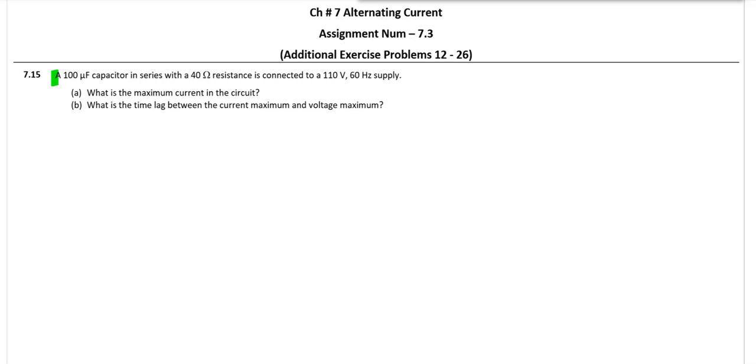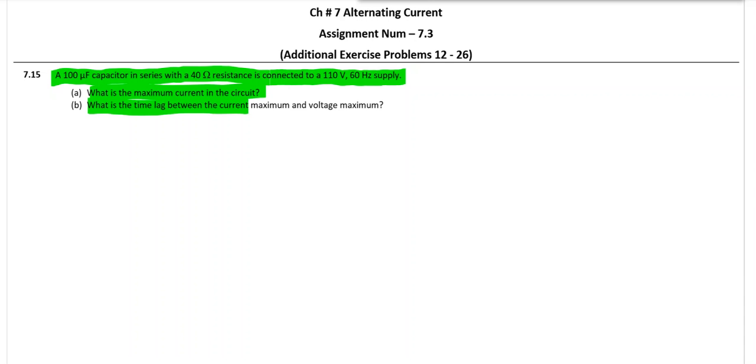The question is: a 100 microfarad capacitor in series with 40 ohm resistance is connected to a 110 volt 60 hertz supply. What is the maximum current in the circuit? What is the time lag between the current maximum and voltage maximum? So how to start?